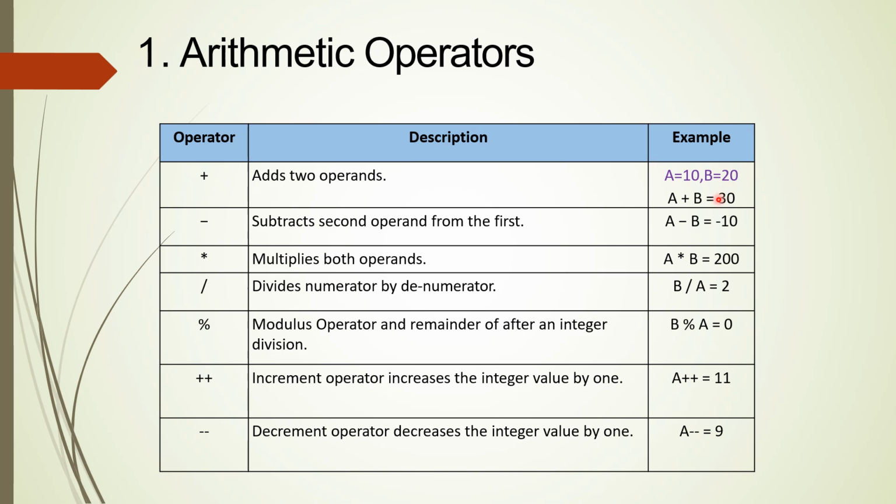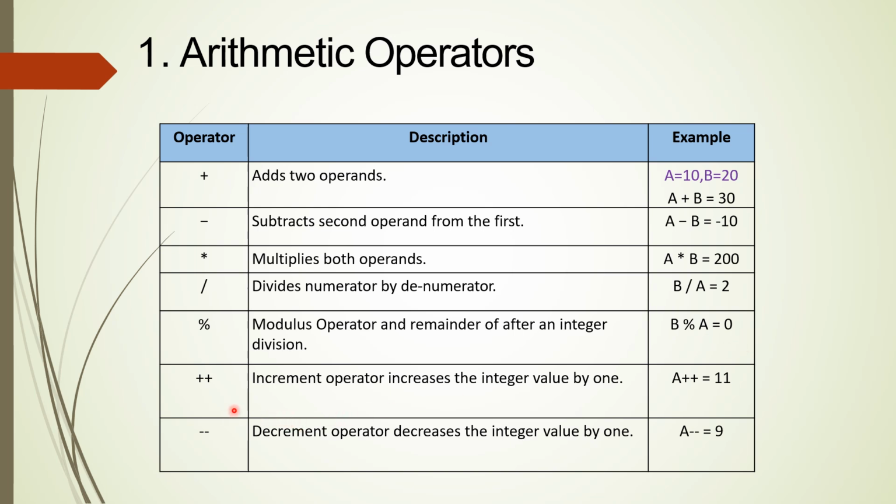In the same way, if we subtract, the operator is the minus symbol, the dash, then it becomes minus 10 because it is A minus B. If it is B minus A, it becomes 10. Next is multiplication, which is the asterisk symbol. So A star B is 200, because 10 into 20 is 200. Likewise, when you divide, B by A, which is 20 by 10, is 2. Modulus is slightly different from division: in modulus, we get only the final remainder. So B mod A is 0, the remainder is 0.